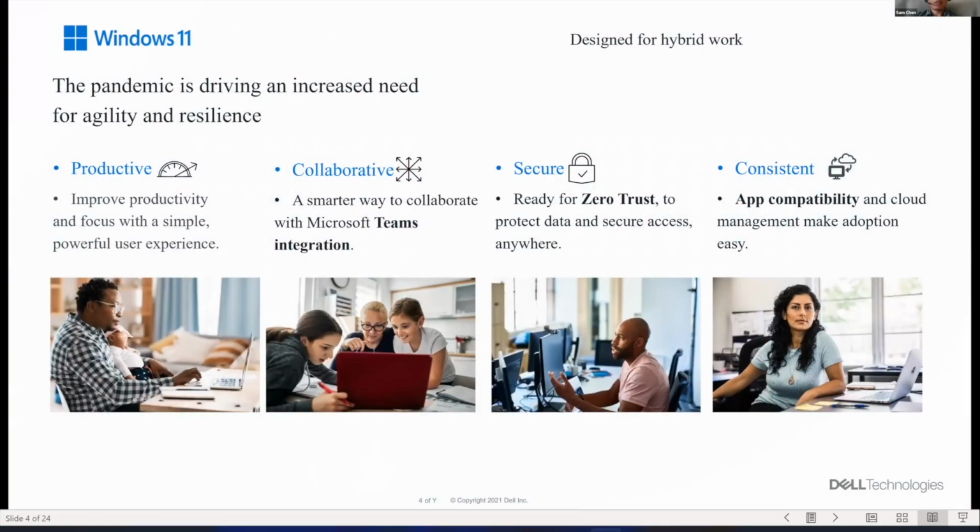Let's talk about each category. So Windows 11 is designed for hybrid work. The pandemic is driving an increased need for agility and resilience. So now we all work from home. We need to cooperate more through online meetings. For example, this forum in the past, I believe we would conduct in person, so we could have more engagement, more Q&A sessions, and see face to face. But now, because of the pandemic, we all need to work from home, from anywhere. So Windows 11 is really trying to target this situation.